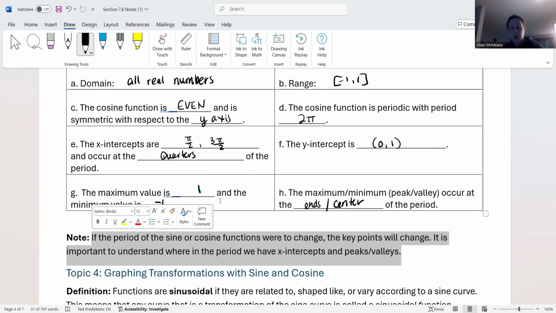For cosine, it's really important to understand that the peaks and valleys occur at the ends and center, and then the x-intercepts occur at the quarters. Because that's going to be really, really helpful when we do these transformations. So next up, we'll look at transformations of sine and cosine.